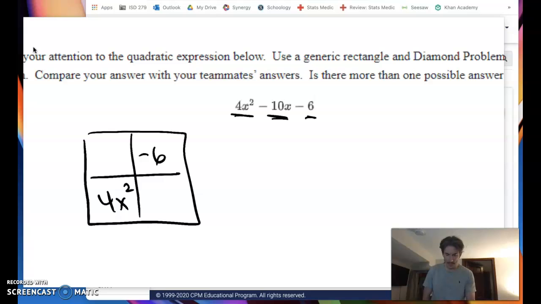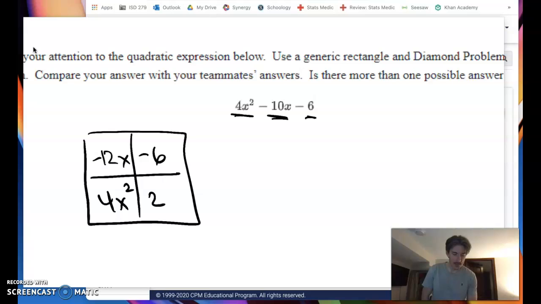and, ladies and gentlemen, I've got 4x times negative 6, that's negative 24x squared. We've seen a problem like this before. What two numbers multiply to be negative 24 that add up to negative 10? Now it's not 4 and 6 because the 10 is negative. It's actually going to be negative 12 and 2. Okay, now think about that.